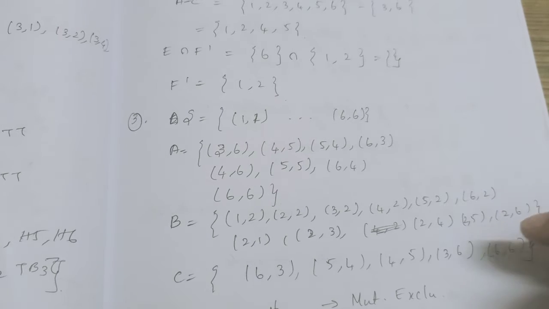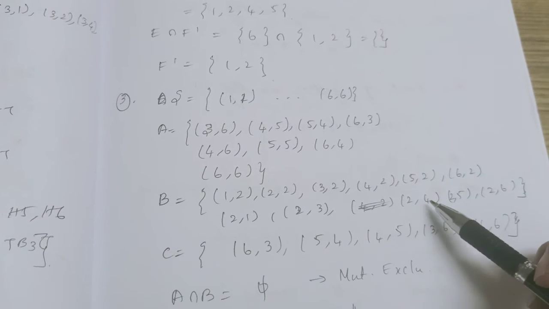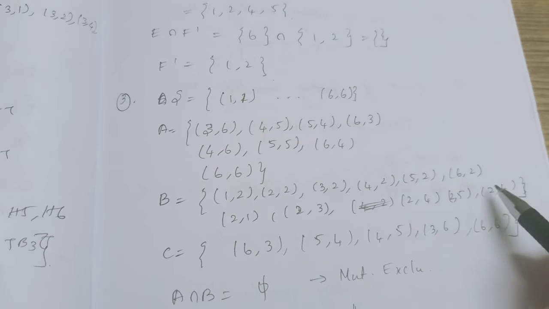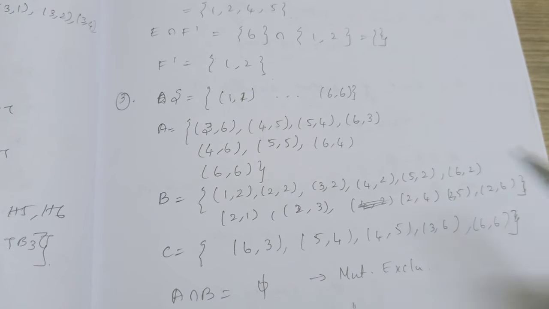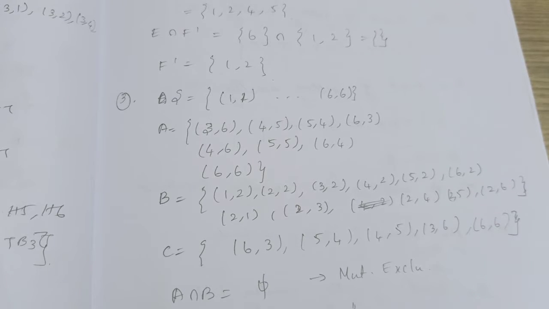2 occurs on either die means it can occur on the first die or the second die. So you write all the outcomes where there is a 2. Then the third one is the sum is at least 7 and a multiple of 3. The sum only should be a multiple of 3, not the 2-digit number.